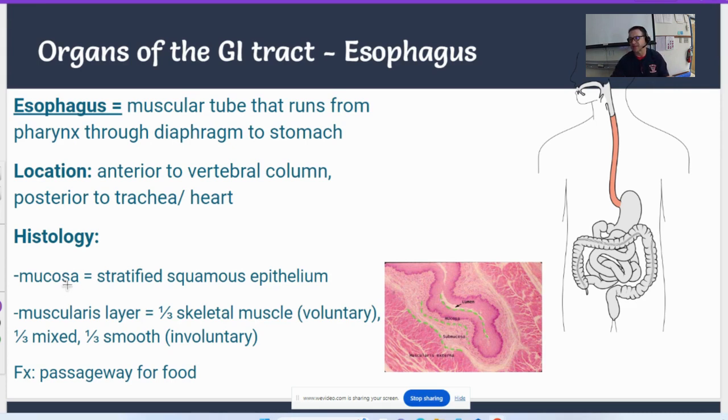Now the esophagus doesn't have a serosa. It's not in the abdominal cavity. Most of it's not in the abdominal cavity, so it's not surrounded by the peritoneum. So it doesn't have a serosa. I doubt you'll need to know that, but just a little extra info.